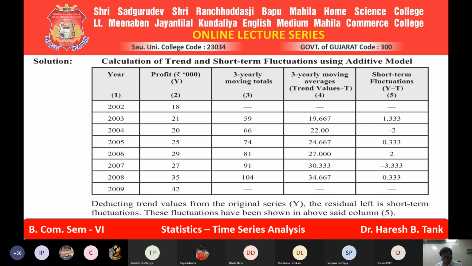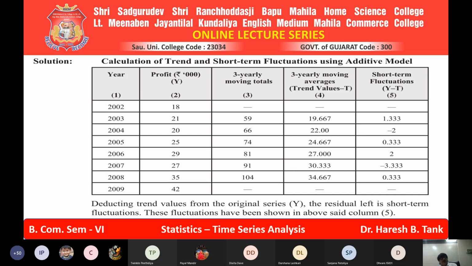So the new column is named short-term fluctuation, which is nothing but the difference of the original values given to you in your example itself minus the trend value which you might have found. It can be 3 yearly, 5 yearly, 7 yearly, 4 yearly, weighted or whatever it is. But the difference of the original value minus the trend value, whatever you are getting, becomes the respective short-term fluctuation. Is it clear? Yes, sir.